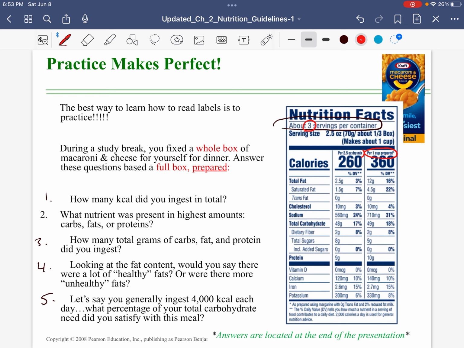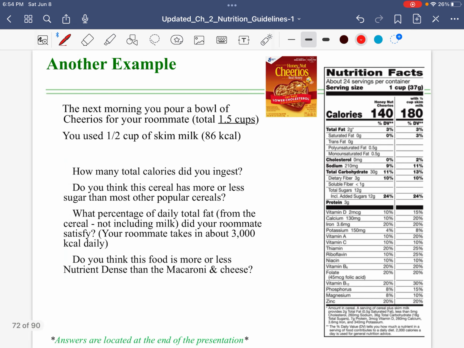You can go through the questions on your own. I really encourage you. Folks, the way you're going to learn is to do it yourself. Pause this, stop, and try to answer these questions. At the end, we're going to go over it together.